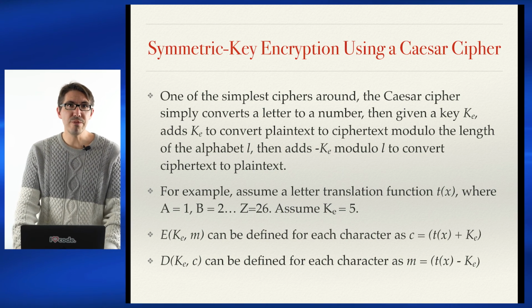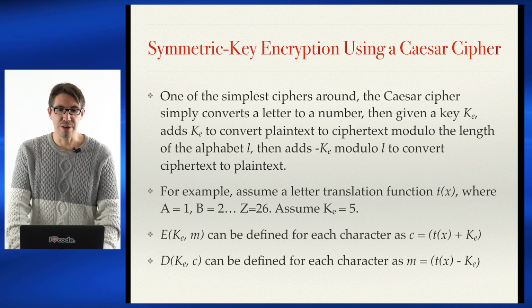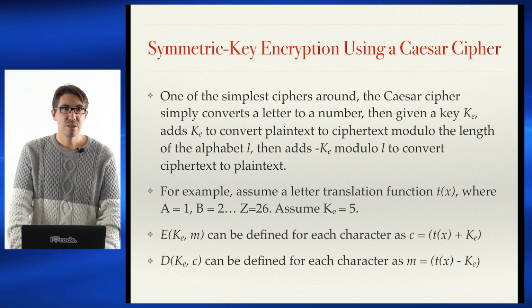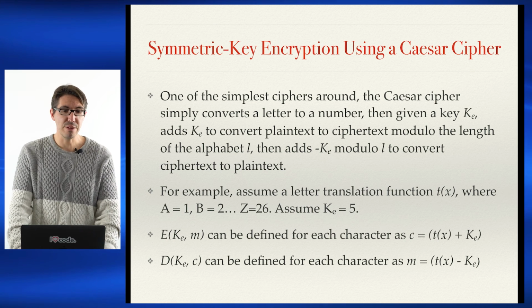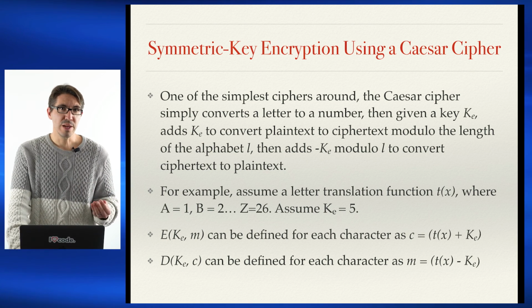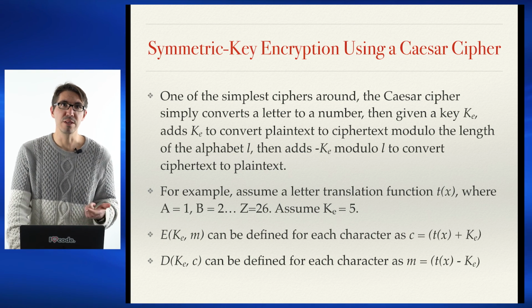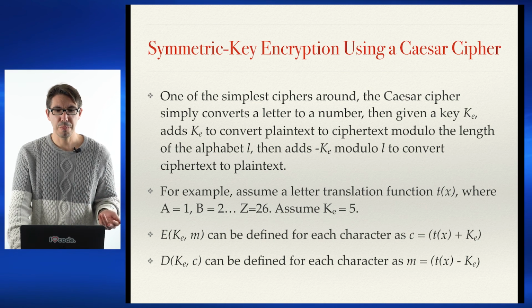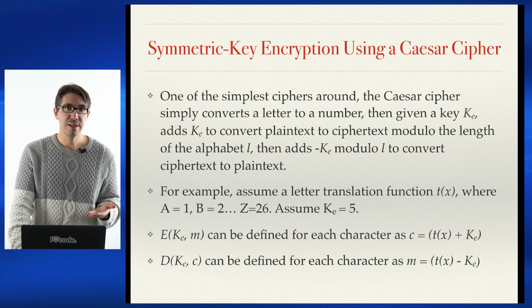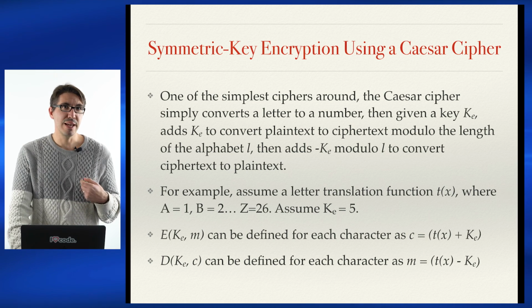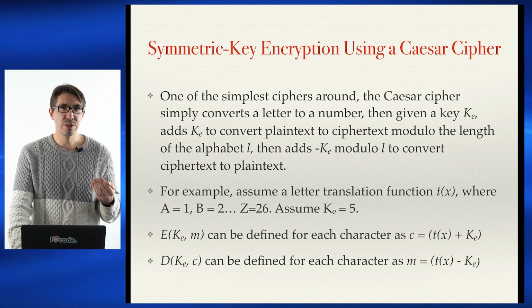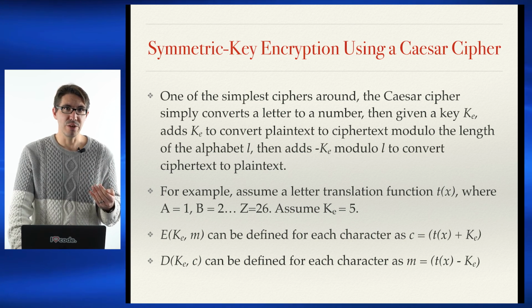So let's start with a very, very simple encryption algorithm known as the Caesar cipher. The Caesar cipher has been around for thousands of years. All that you do is convert the letters of the alphabet to their equivalent numbers. So for example, A is 1, B is 2, C is 3, etc. Then we have some key, K sub E, and let's say it's 5. And then in order to get the ciphertext, we're just going to add that key value to each individual number, and then get the letter that is equivalent to that.